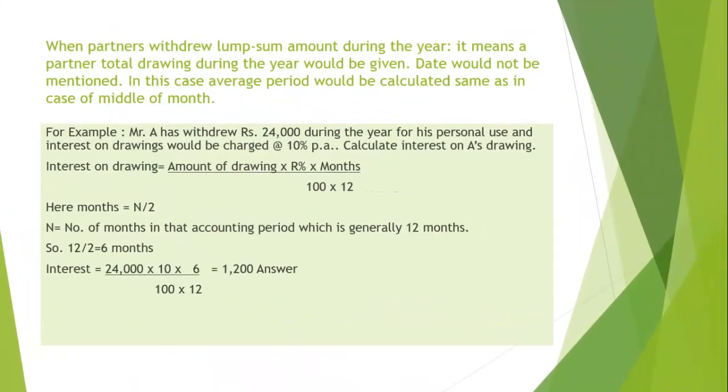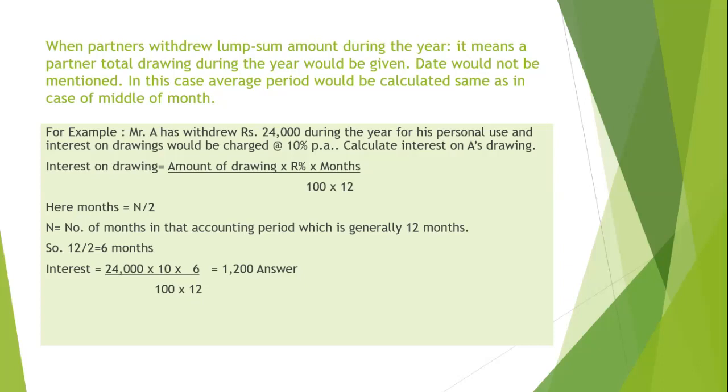Now see here, when partners withdrew a lump sum amount during the year. Also, it was in the previous video. So it means the partner's total drawing during the year would be given. एक partner ने कितना पैसा withdraw किया during the year given होगा, दिया होगा question. Date would not be given or mentioned in the question. In this case, average period would be calculated same as in case of middle of months.